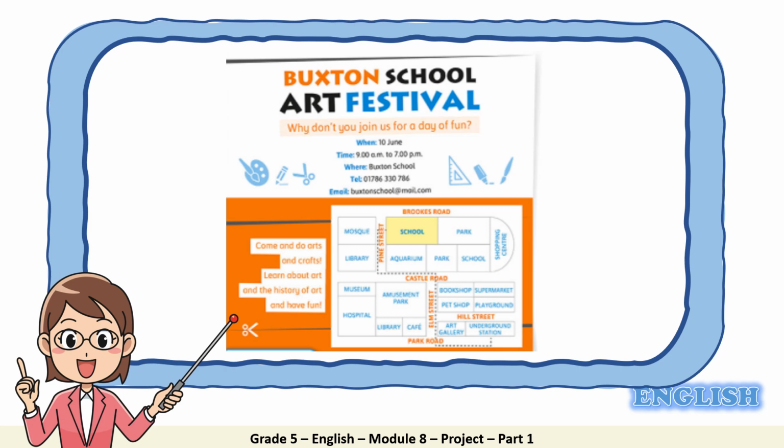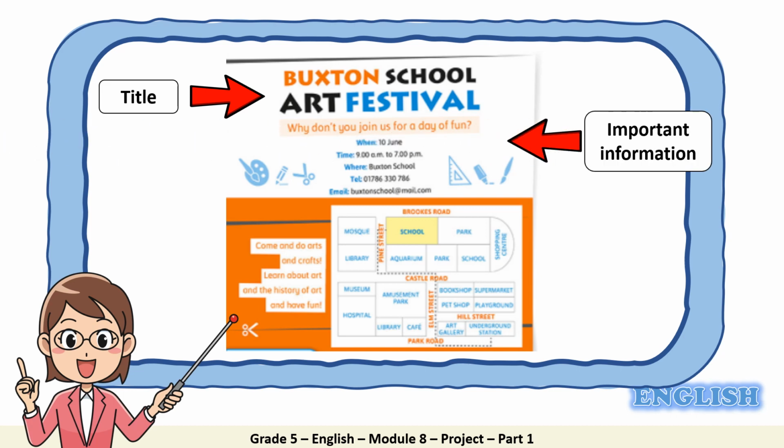What are the main parts of an invitation? Let's take a closer look. There are three main parts. Number 1, the title. Number 2, the important information. And number 3, the map. But are there any tips or rules for writing or making a good invitation? Actually, yes, there are. There are 7 tips you should follow if you want to design your invitation. Let's see what these tips are.